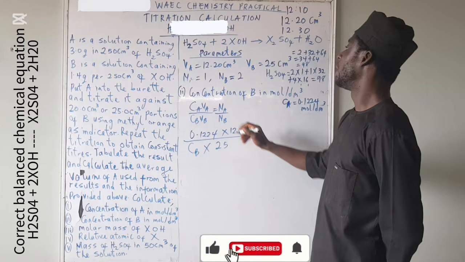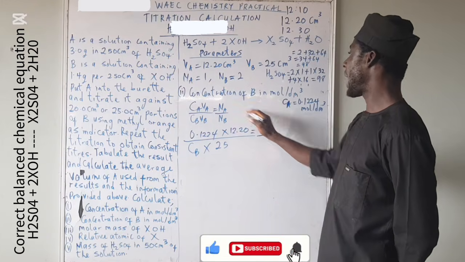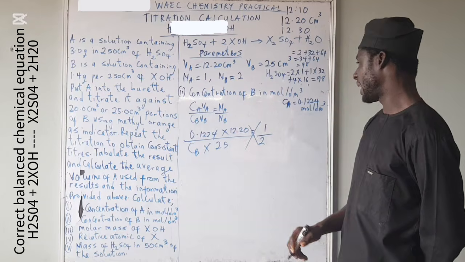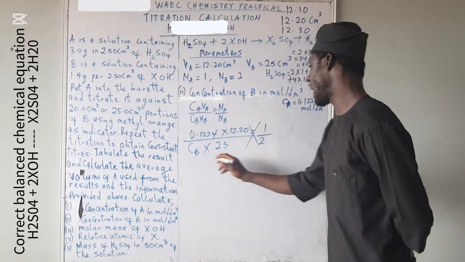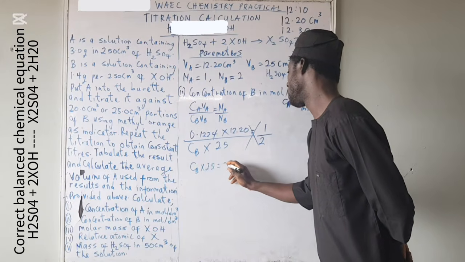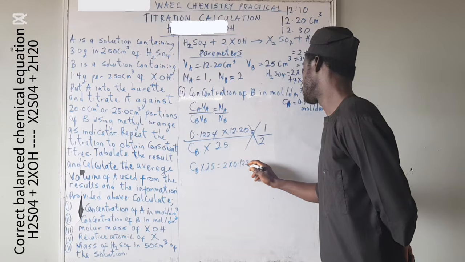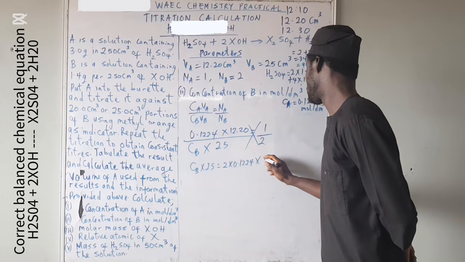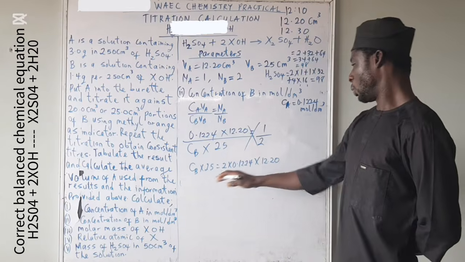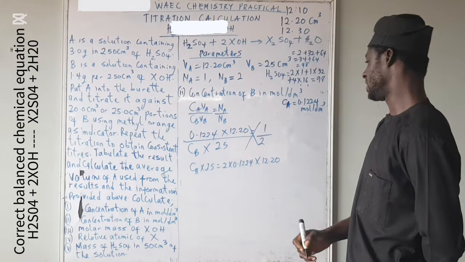25 is equal to the volume of acid, which is Na over Nb, 2. What do we do? We cross multiply. If we cross multiply, we are going to have CB times 25 is equal to 2 times 0.1224 times 12.20. Now, what do we do? We divide both sides by 25 to get CB.